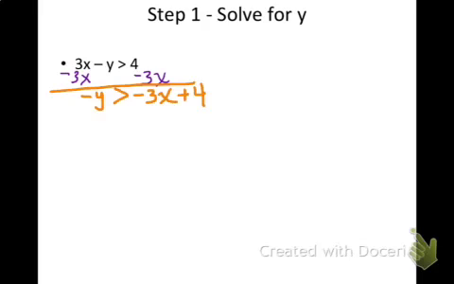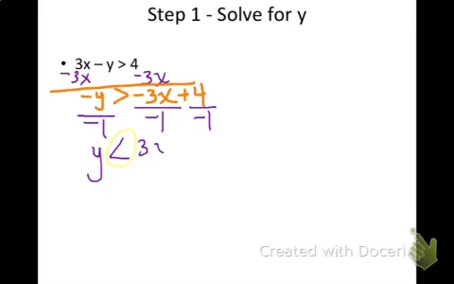Now the last thing I have to do is get y by itself, and that negative is messing things up. It's being multiplied times negative 1, so I'm going to divide everything by negative 1. Whatever you do to one side, you have to do to the other. So then that leaves me with y is less than. Notice the sign changed. The sign changed because I divided both sides by a negative number. So negative 3x is 3x, and positive 4 becomes minus 4, or negative 4, same thing. So now I'm done with step 1. I solved for y.